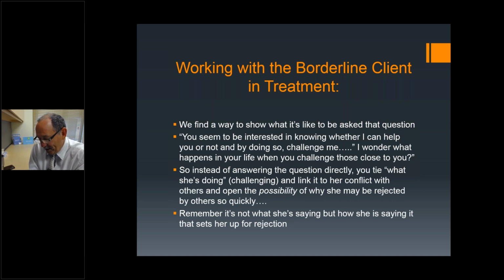I personally, and this is my own taste, I don't use the words rejection and abandonment in treatment. I know it's there, they know it's there, but I don't feel the need to say something along the lines of, let me guess, this is a double bind. If I answer, it's not going to work out. If I don't answer, it's not going to work out, and you're going to feel rejected or abandoned. At times early on in treatment, I think that term is too raw. I think over time, once it becomes desensitized, it's totally appropriate to use. But early on, I think at times it's just too raw and it can turn a client off. So more important, it's not what she's saying, but how she's saying it that sets her up for rejection.